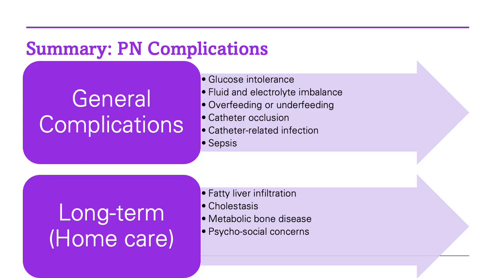In summary, the potential for complications is very high if a patient is not managed properly. You can have general complications, and those would be glucose intolerance, fluid and electrolyte imbalances, and overfeeding or underfeeding. We can have catheter occlusions and catheter-related infections, which lead to sepsis. And for long-term home care, we could have fatty liver infiltration, cholestasis, metabolic bone disease, and even some psychosocial concerns. We're going to talk more about these long-term home care situations in the next module, which is home nutrition support.